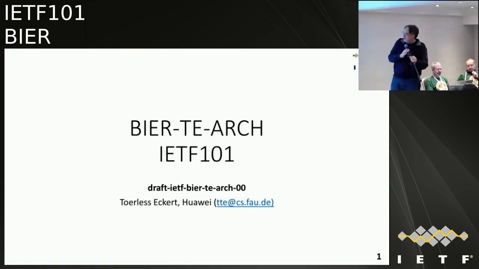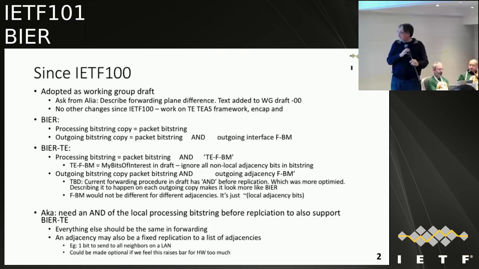Okay, this is just a single one-slide update on the BIER-TE forwarding architecture draft through adoption. There was the ask from Aliyah to better describe the forwarding plane differences between BIER-TE and BIER. And so that's what I added. And actually now, with the other work we've done, there's one bit of clarification needed.